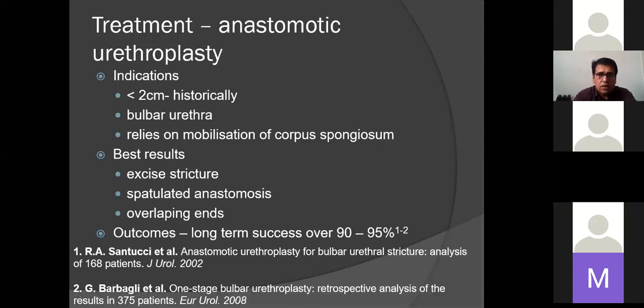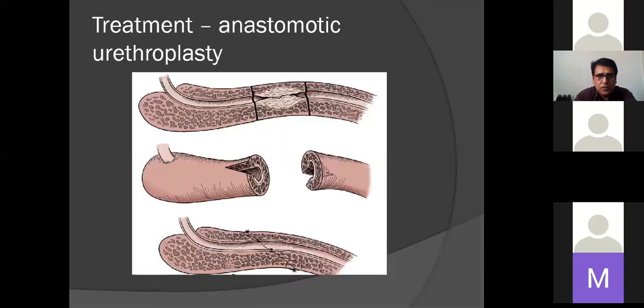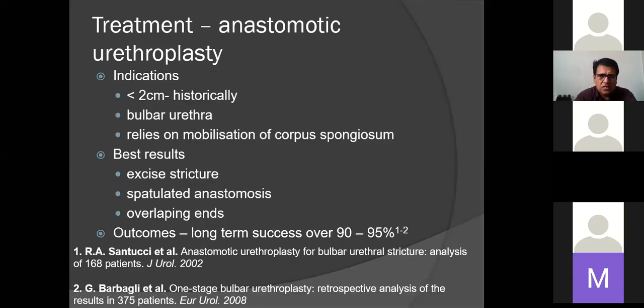Okay, the main surgery that we do with urethroplasty is anastomotic urethroplasty. How do you do that? You remove the stricture part of the urethra, completely removing it, especially the upper and lower part of the urethra, and re-anastomose both of the parts. It's called anastomotic urethroplasty. It is done for those strictures which are less than 2 centimeters, and the outcome is around 90 to 95% in those patients.